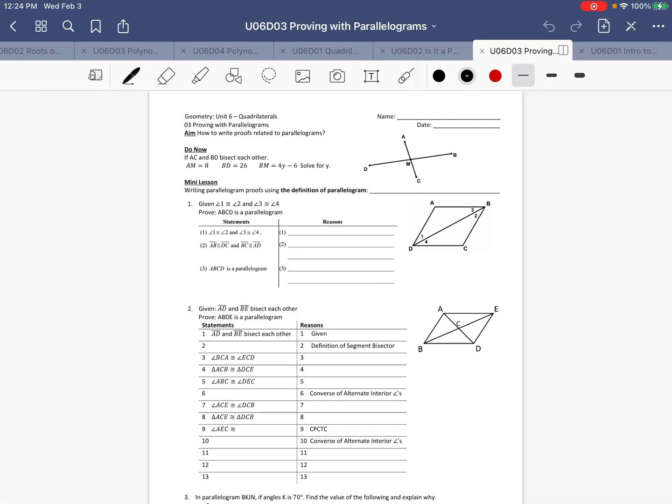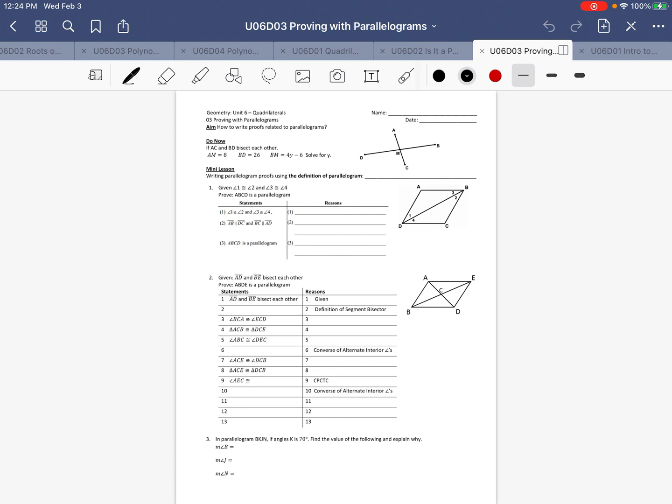Alright guys, the following video is meant to accompany the worksheet for Friday. You can download it in the lesson on Google Classroom. I'm going to go over the mini lesson, so these three questions here, 1, 2, and 3. The remainder of the worksheet is up to you to do, but the point of this is so that you can kind of learn the lesson at your own pace.